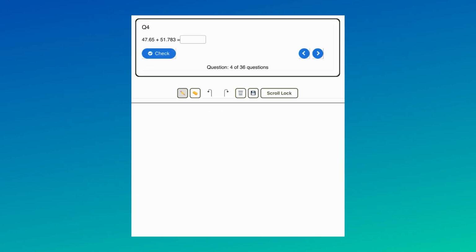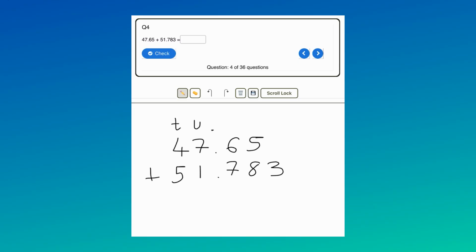Question 4. We have 47.65 add 51.783. Now we can see we've got our units, we've got our tens, and next to our decimal point getting smaller is our tenths, then our hundredths, then the next column is our thousandths. Now there is nothing here, and we need to put a 0 here to act as a placeholder.